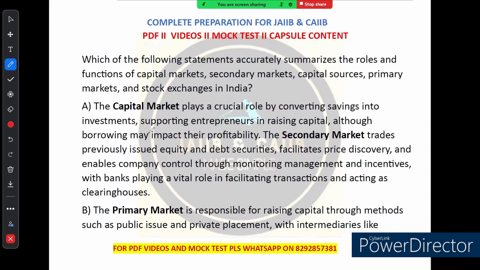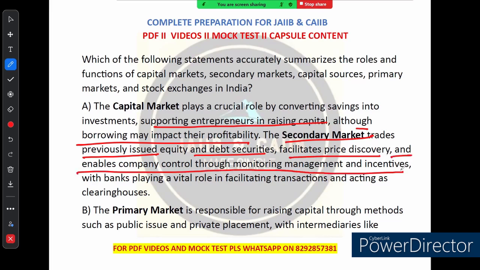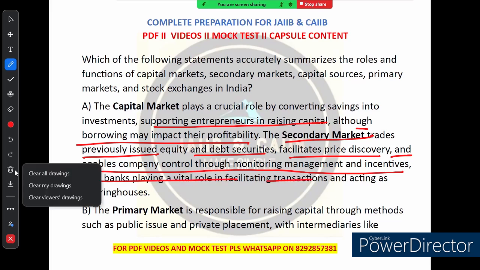Correct? Right, this is where savings are turned into investment. Supporting entrepreneurs raising capital. Correct. Although the borrowing may impact their profitability, yes, borrowing might affect their profits. The next thing, the secondary market trades previously issued equity and debt securities. Yes, in the secondary market, existing shares and bonds are traded, and it facilitates price discovery. Correct. It helps in discovering the right price, and it enables company control through monitoring, management, and incentive. It also allows investors to monitor companies by checking how they are managed. And banks also play a vital role in facilitating transactions, right, by handling transactions and managing risk. So this option is correct.